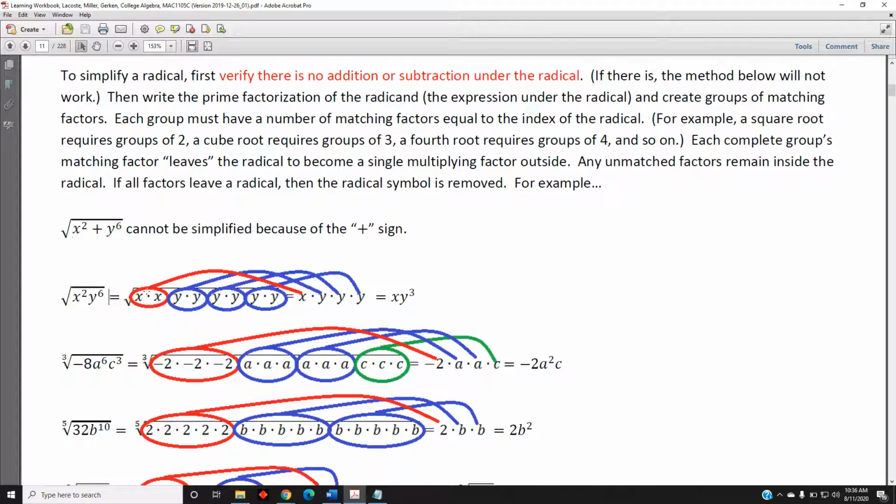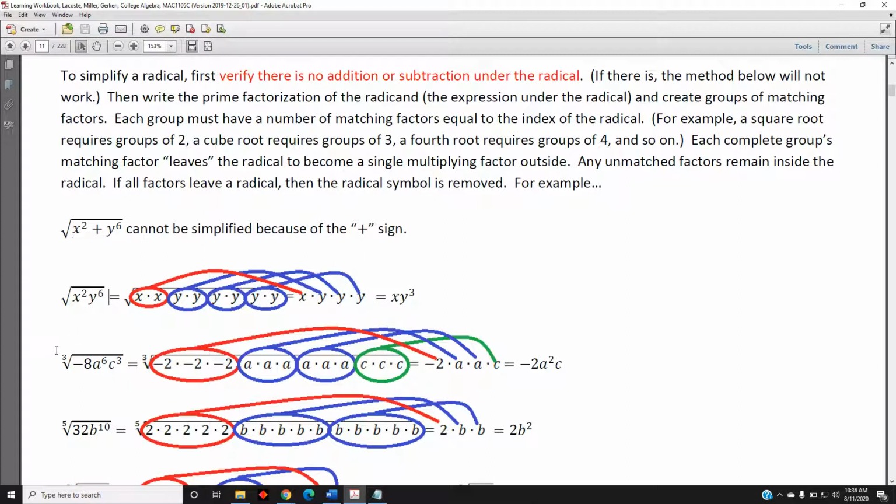So the x and the x form a group of 2, y and y form a group of 2, the second y and y form a group of 2, and the third y and y form a group of 2. Each complete group's matching factor leaves the radical. So one x comes out, one y comes out, a second y comes out, a third y comes out, and because all factors left, the radical symbol is removed. Now combine everything together. X times y times y times y gives you xy cubed.